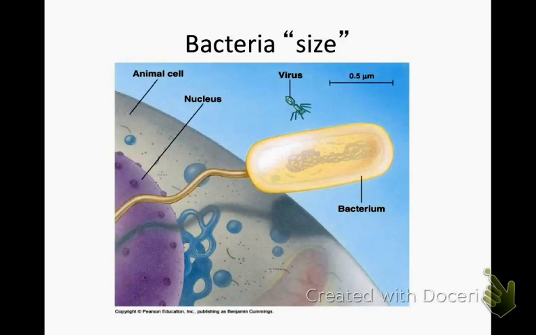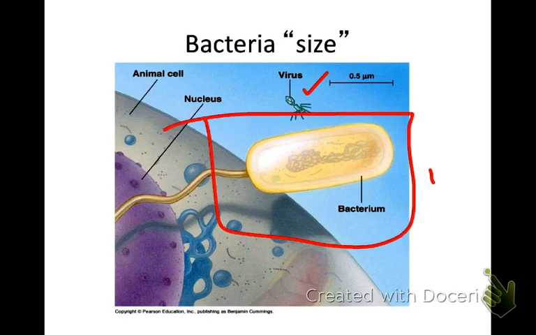Alright, so again, this picture. We talked about viruses and how they're teeny weeny. Then here's a bacterium. Love bacteria. Bacteria are a lot smaller than animal cells and plant cells. That's why they can infect those things.